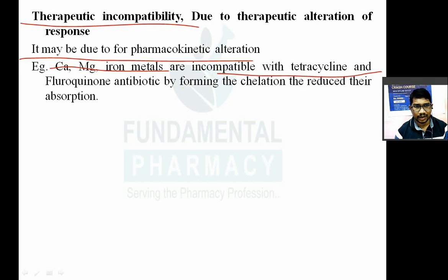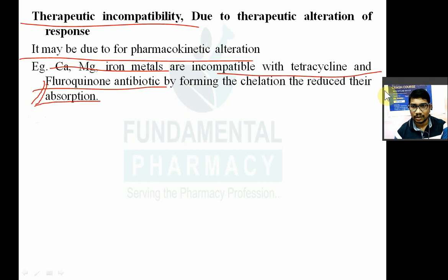and fluoroquinolones, which are antibiotics: tetracycline and DNA gyrase inhibitors, the fluoroquinolones, like ciprofloxacin, ofloxacin, norfloxacin, gatifloxacin, you know, moxifloxacin. They are incompatible with the metals calcium, magnesium, iron, all metals, because these metals bind with this and form a chelate, a complex, and these complexes have less solubility and less permeability. That's why there is a decrease in the absorption of these drugs.